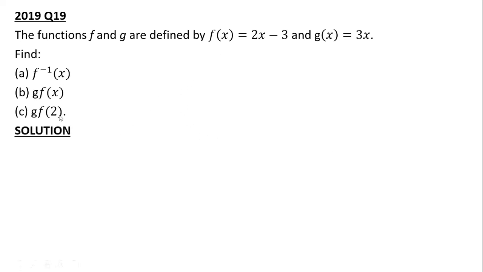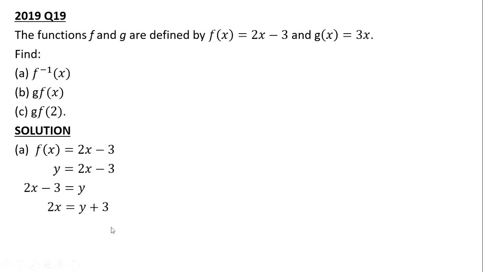So where there's the f inverse of x, we'll put a y. Our y will be equal to 2x minus 3. Make x the subject of the formula. To find the value of x, we have to divide both sides by 2. Our x is equal to y plus 3 divided by 2. Where there's x, replace it with f inverse of x. Where there's that y, replace it with x. Therefore, our f inverse of x is equal to x plus 3 divided by 2.